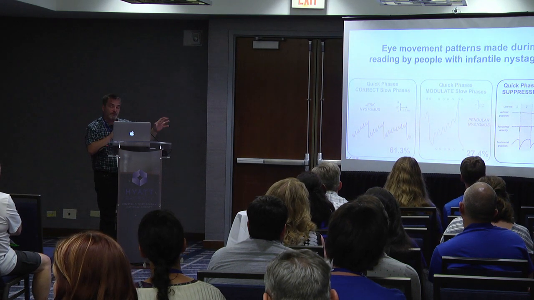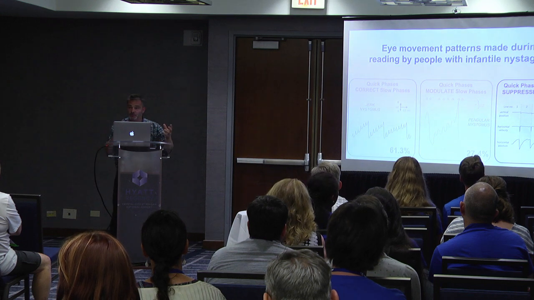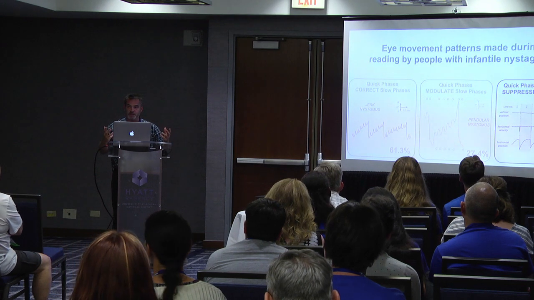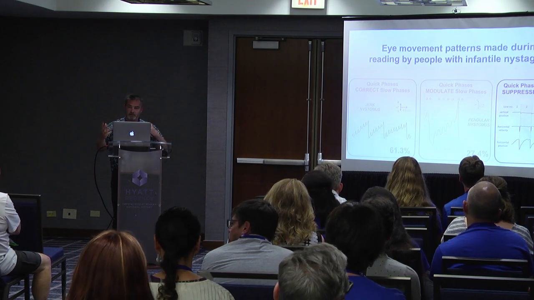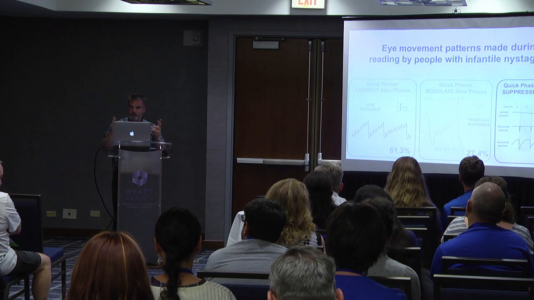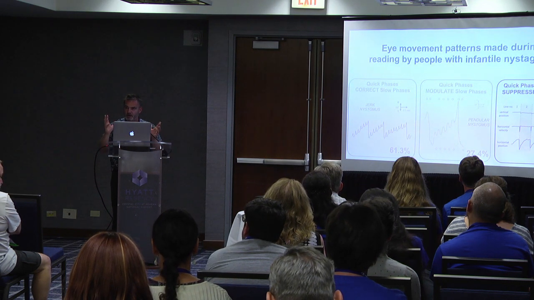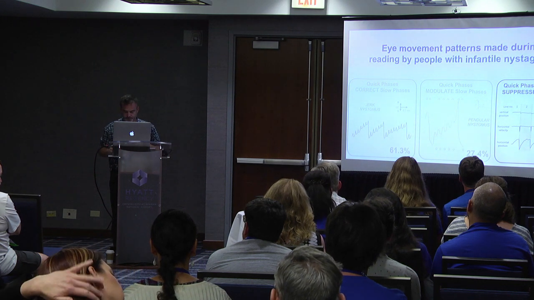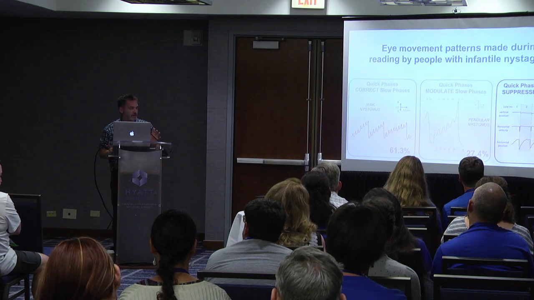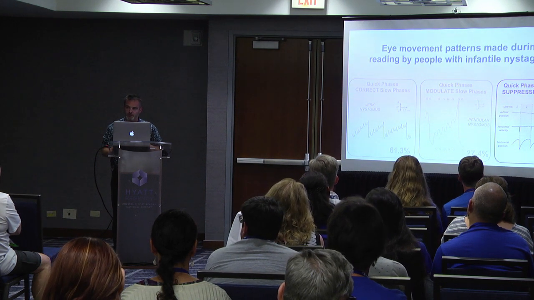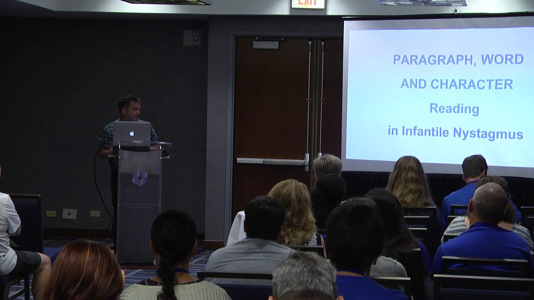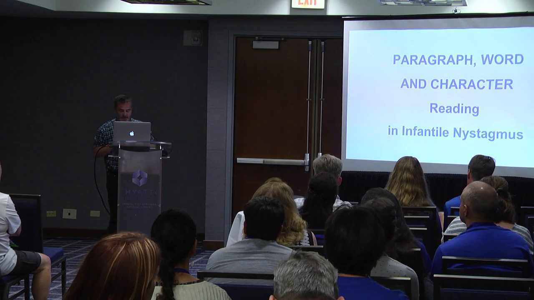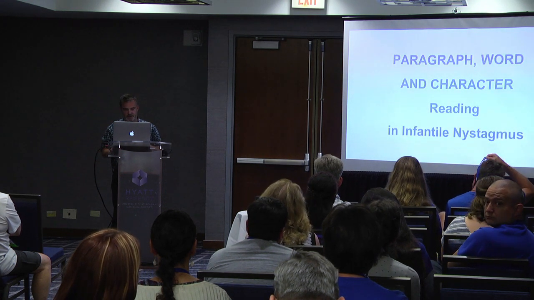And if you like, you have different strategies that people use, and sometimes people use a combination of strategies, and they can do this to read. And I think it's been mentioned a number of times that there is this facility to figure out the best way to do things. Your eyes and your brain have this amazing plasticity and flexibility to work out how to do things. But it doesn't really answer the question, how well do people with nystagmus read? And what we're going to think about is paragraph reading, word reading, and character reading in infantile nystagmus.